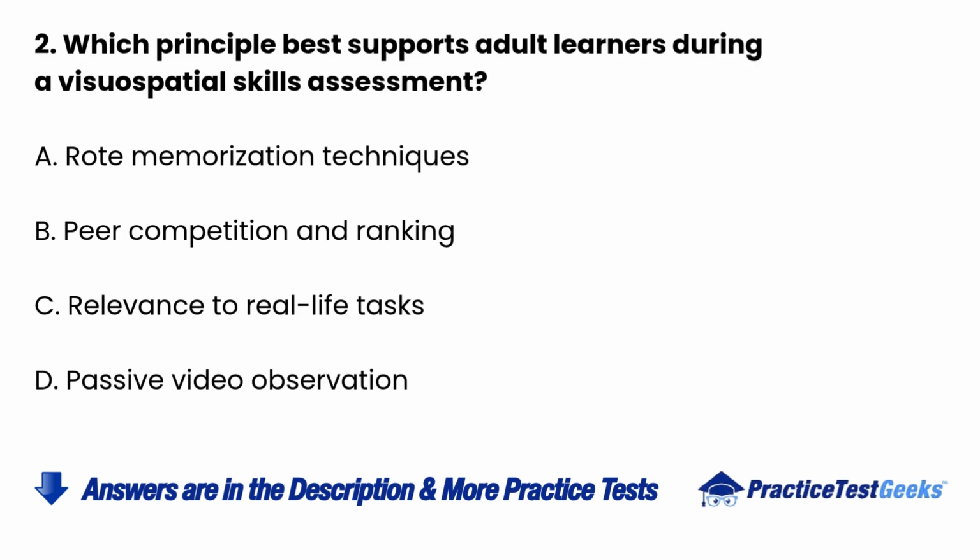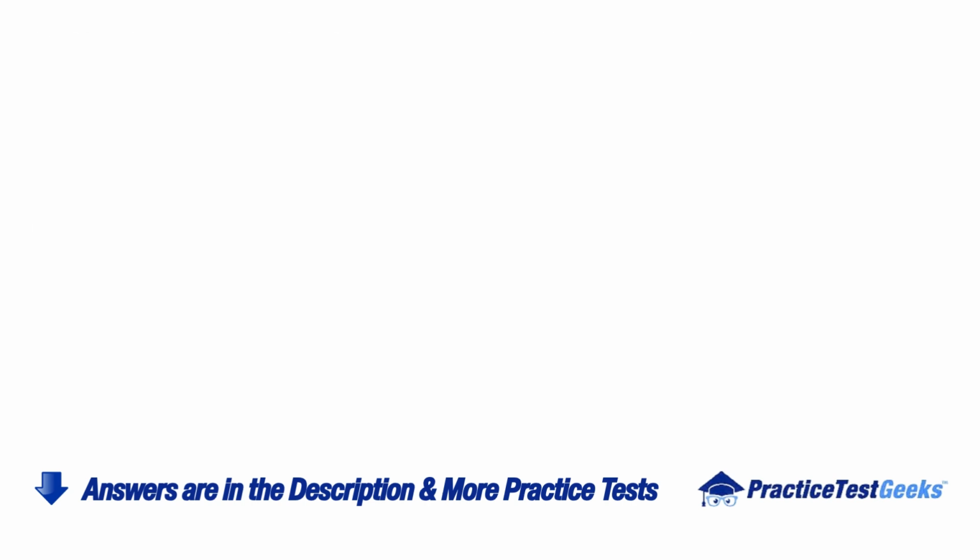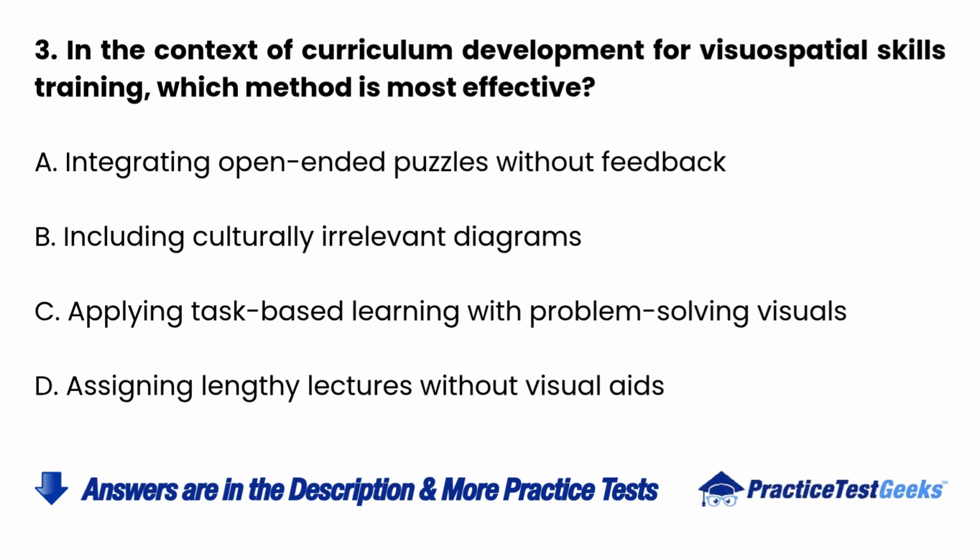2. Which principle best supports adult learners during a visuospatial skills assessment? A. Rote memorization techniques. B. Peer competition and ranking. C. Relevance to real-life tasks. D. Passive video observation.